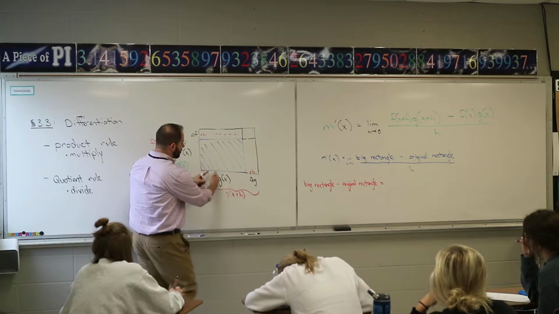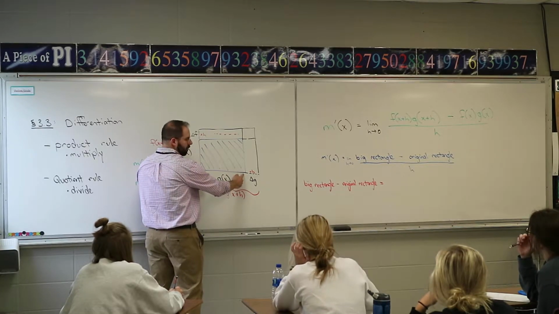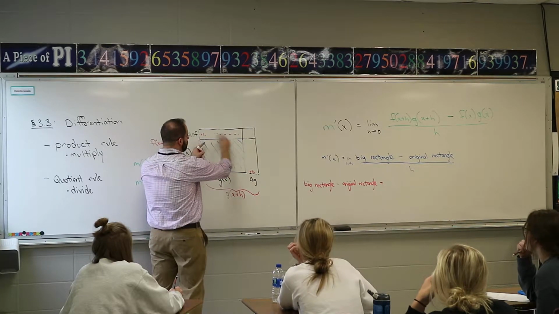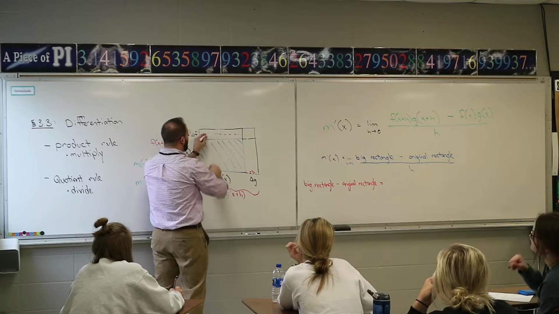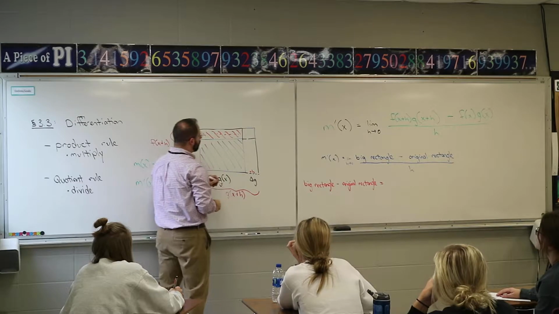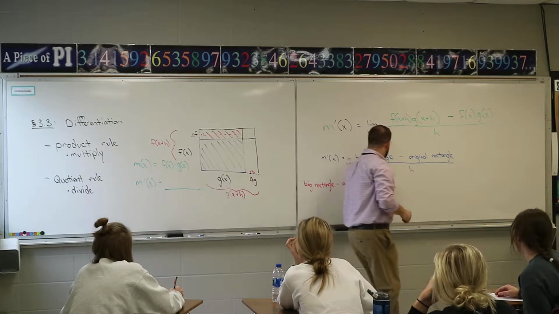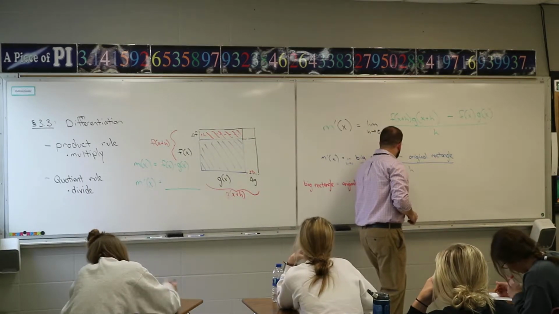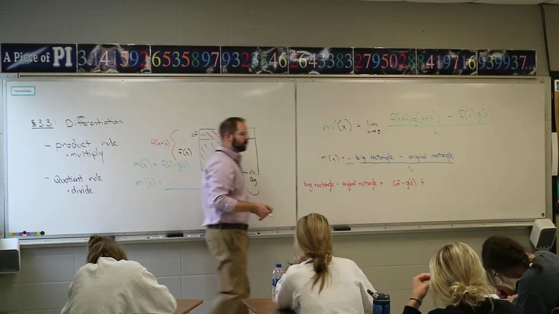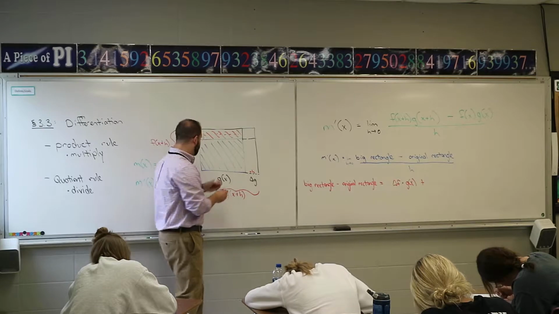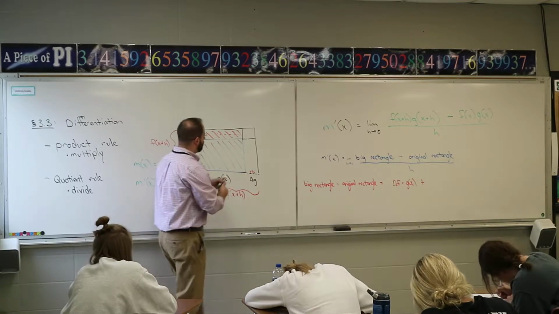Because this distance right here is g of x, right? Do you agree? When you take g of x times delta f, I get this little area right here. So I'm left with delta f times g of x. And I'm going to need to add that to this piece over here. In fact, I'll use a different color. I'll try to color code it the best I can.